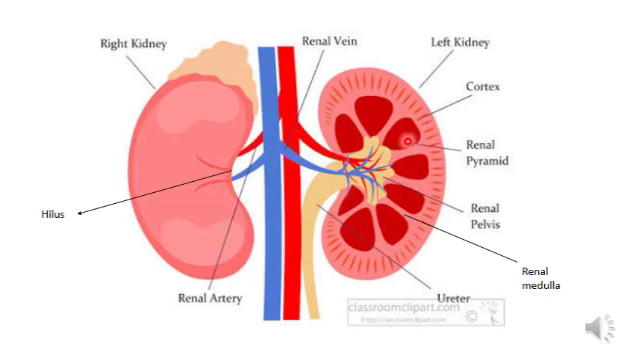These pyramid-like structures are known as the renal pyramids. This part is known as the renal medulla, and this area is known as the renal pelvis, where all the urine accumulates and is then transferred to the ureter, which is connected to the bladder. These are the blood vessels, the renal vein and renal artery, through which the blood from the heart enters into the kidney, and then from the kidneys into the body, and then back into the heart.